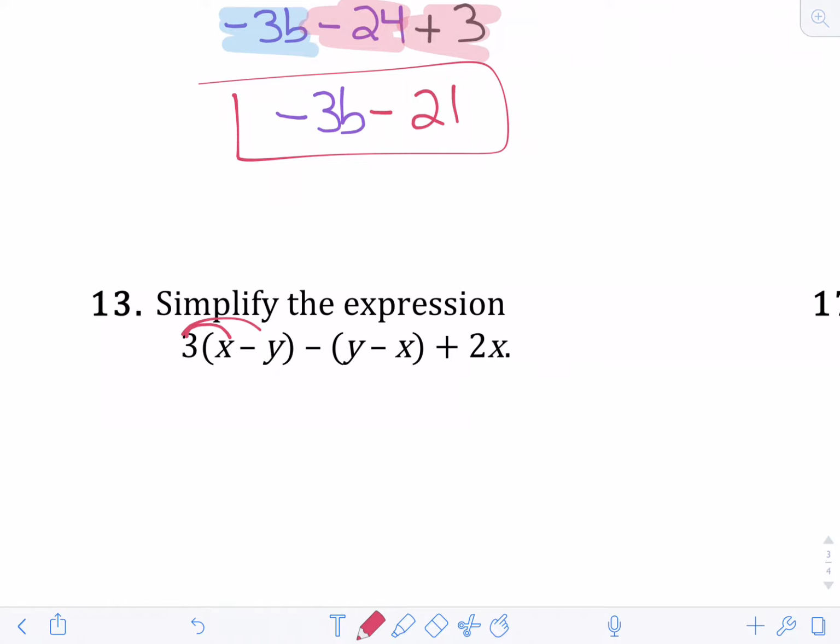13. I have a 3 to distribute. I have a negative 1 to distribute. So I have 3x minus 3y minus y plus x plus 2x. Okay, remember, when you distribute a negative, all it does is change the signs inside the parentheses. So that's why my positive y became negative, negative x became positive.